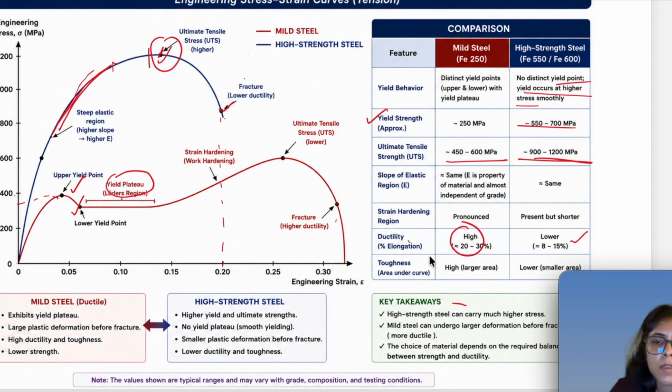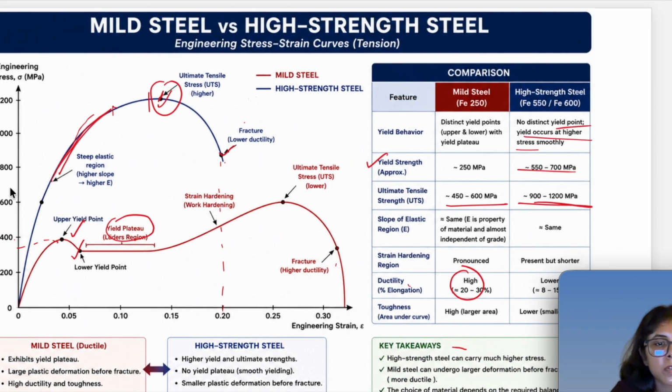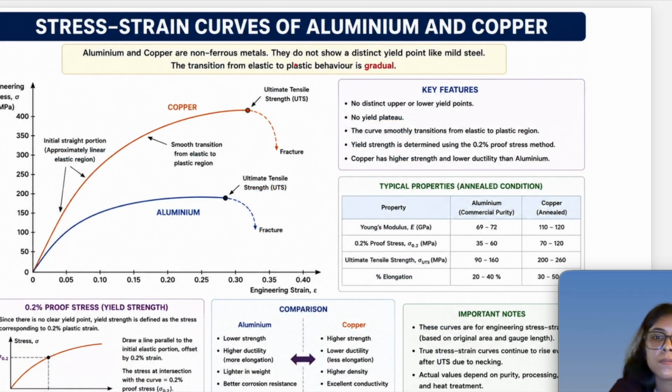So you can see the toughness. Toughness is nothing but the area under the stress strain curve. The area under the stress strain curve for mild steel is larger, and for high strength steel it is smaller. This is how we compare the mild steel and high strength steel curves. Okay, now let's move on to the next curve, which is between aluminum and copper.